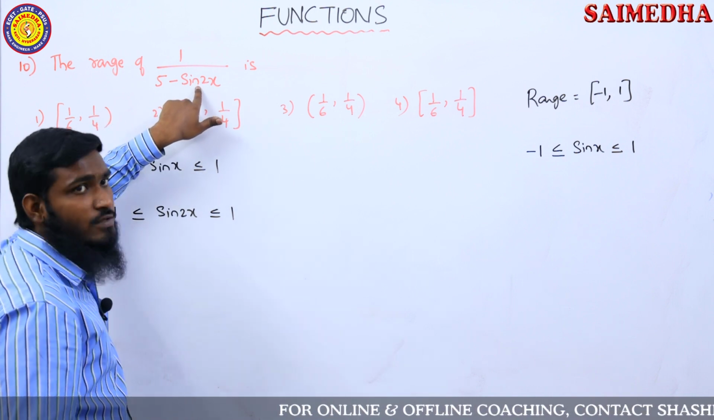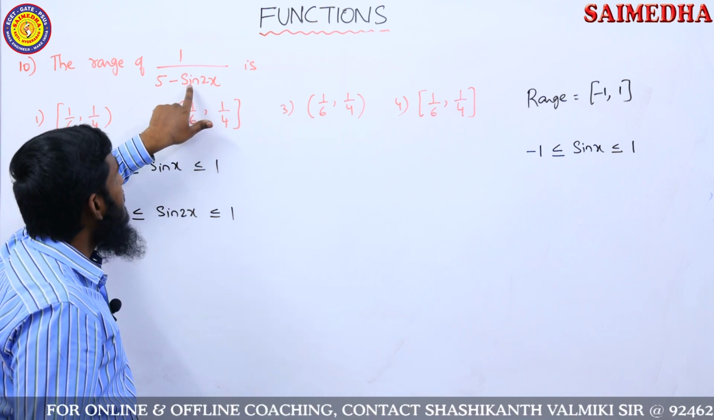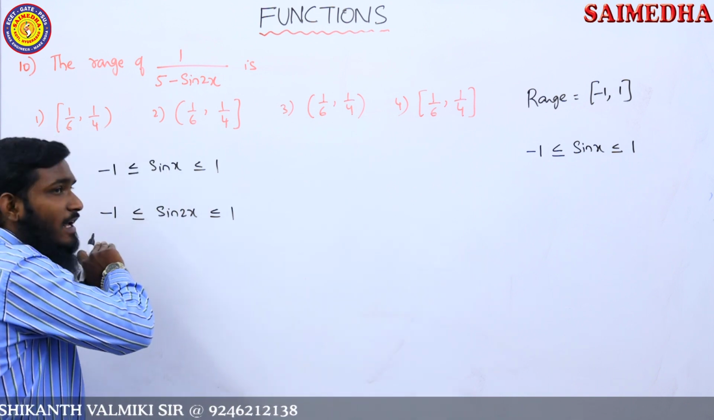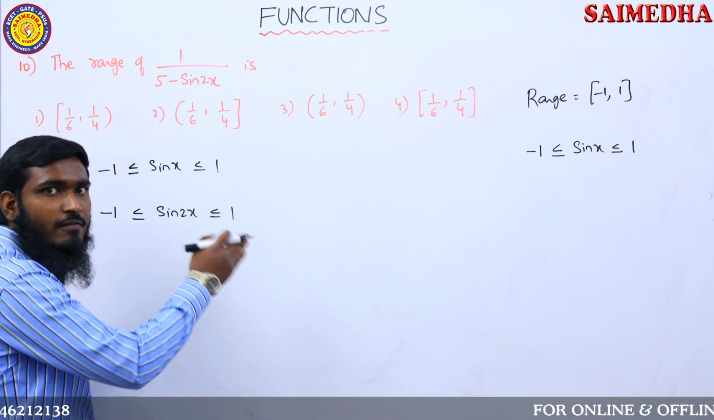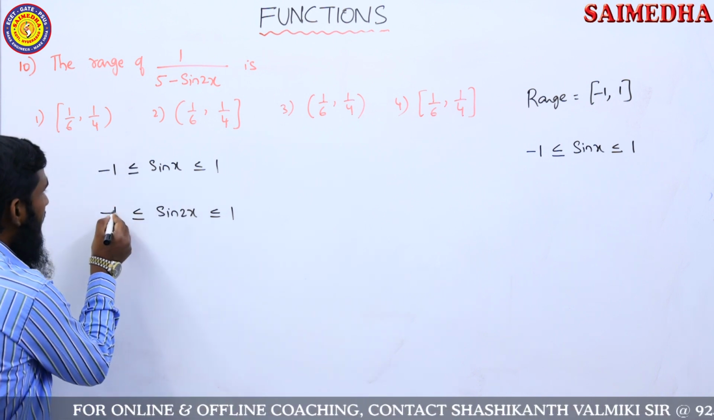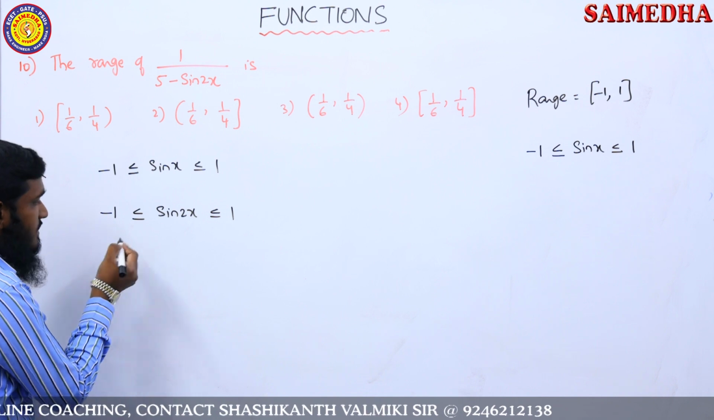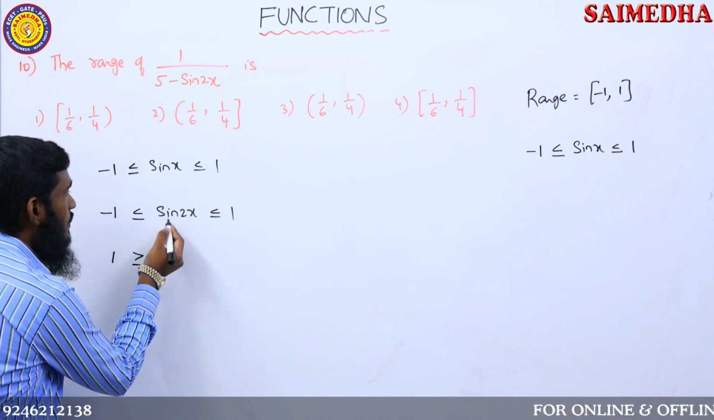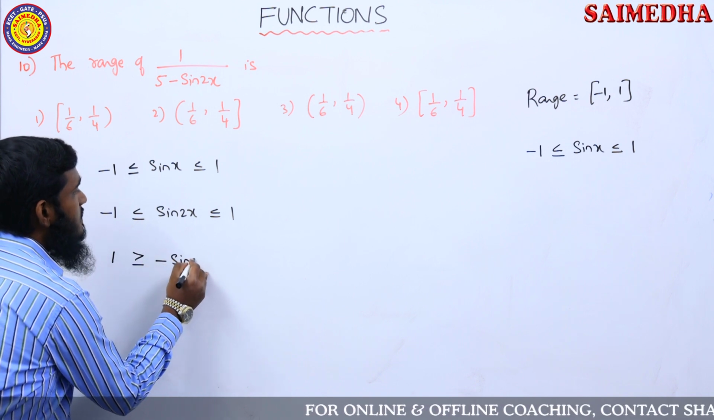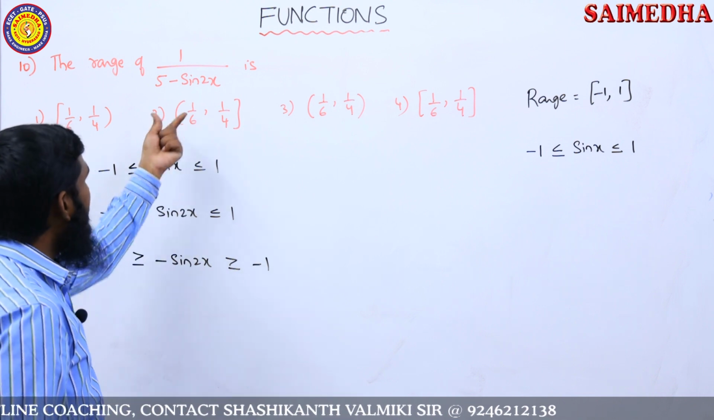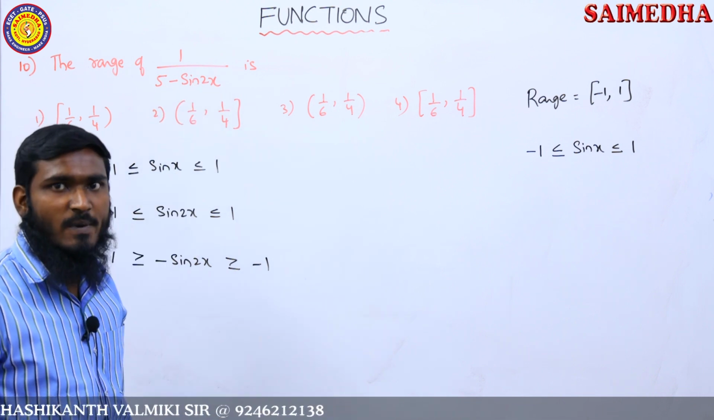Now sin 2x we have achieved over here, then after that we are having the minus for sin 2x. Whenever we are multiplying with the minus sign, this symbol will be changed: less than will become greater than, and minus into minus will become plus 1. Understood? This part will become plus 1, and this part greater than or equal to becomes minus sin 2x greater than or equal to minus 1. Okay, so up to here we have completed the minus sin 2x part.